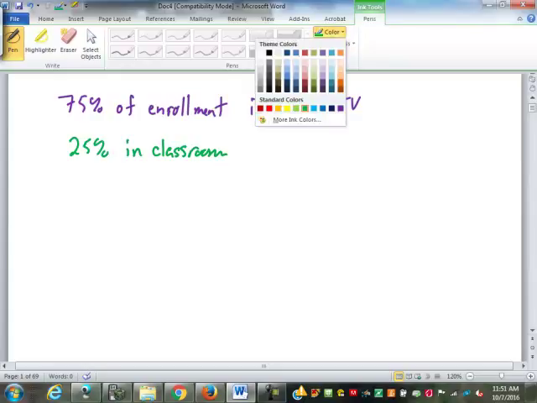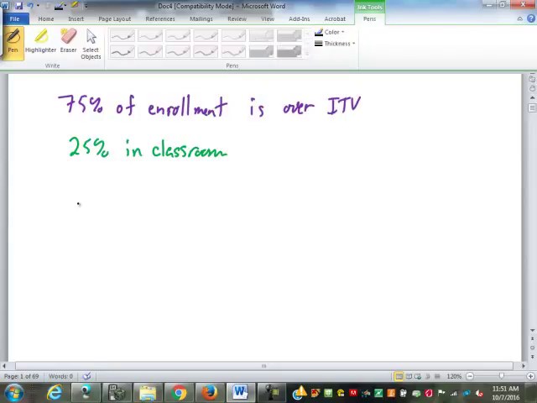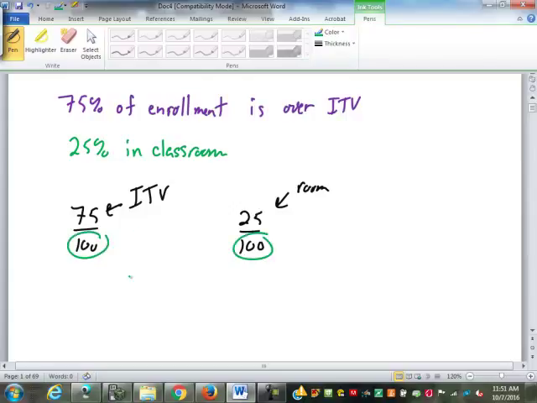And there are always those three percents present. 75%, or 75 out of 100, is on the network, ITV to be lazy. The complement of that, 100 minus 75, was 25 out of 100 is in the classroom. And then we also have that third percent that's always working there, the 100% that represents total students, everybody.